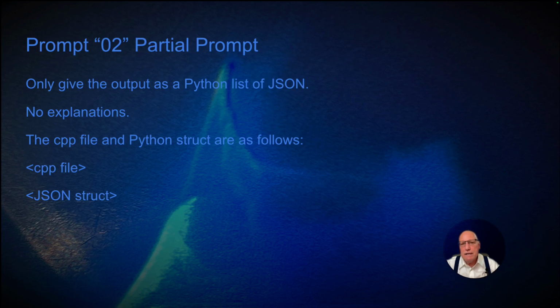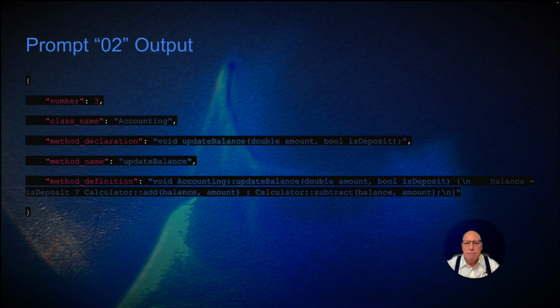Then I go on to tell it that the CPP file and the JSON struct are as follows, and then I insert those into the prompt. The CPP file that I inserted into the prompt was a .h file for an accounting class. The output that I'm showing you here is a single JSON struct from within the list that was generated by prompt 2. The combined output for prompt 1 and prompt 2 includes the number of the method within the class name, the method declaration, the method name, and then also the method definition.